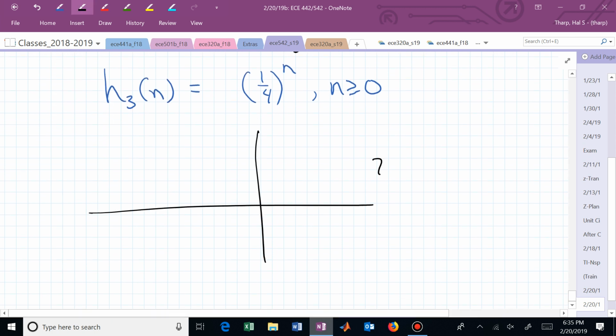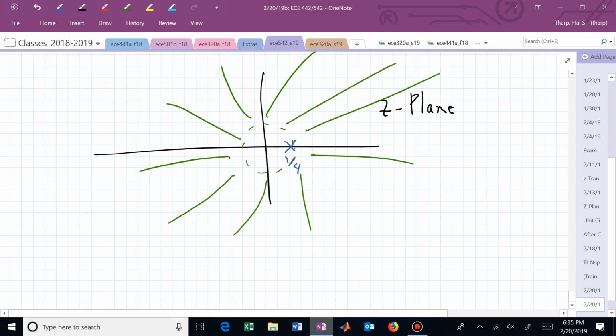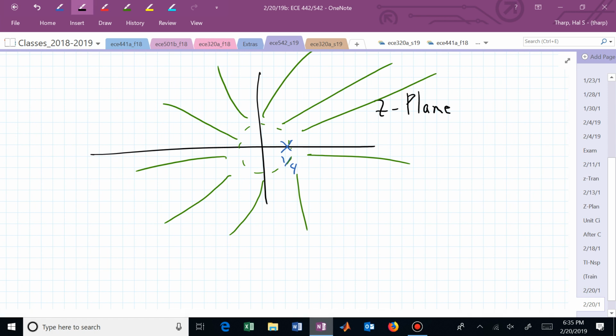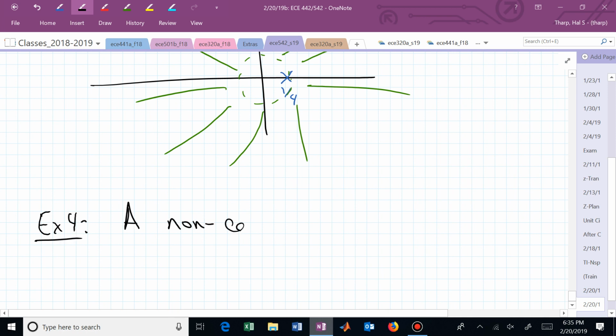If we drew this z-plane plot of pole and region of convergence, we would be at 1/4. Our region of convergence is beyond that lower value, and the unit circle is included in the region of convergence. So we've done a causal unbounded, a causal bounded, a non-causal unbounded. Now we just need to come up with the last one, example 4, which is a non-causal sequence that is bounded.